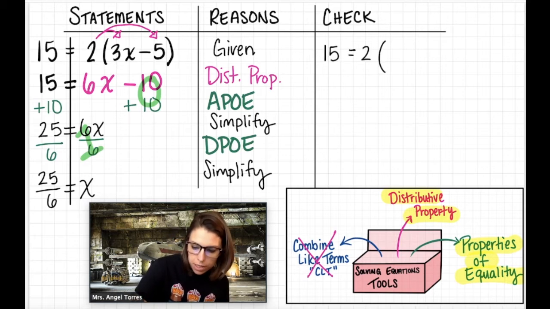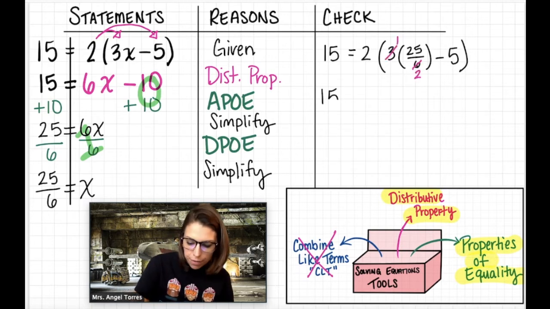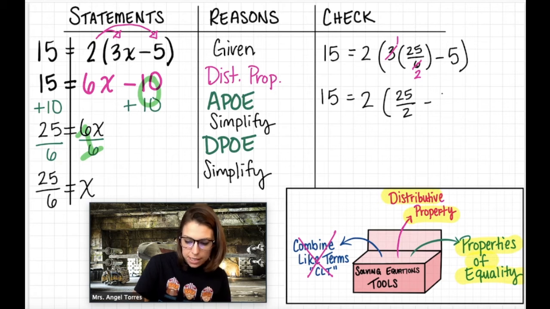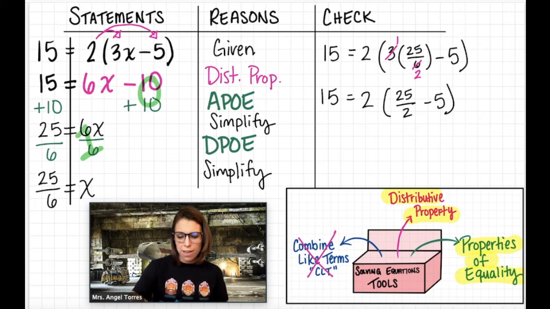15 equals 2 times 3 times 25/6 minus 5. Okay, now I notice here that 3 and 6 can be reduced down to 1 and 2. So I'm going to go ahead and rewrite this now. Now I have 15 equals 2 times 25 halves minus 5. And I know that we're supposed to do parentheses first, but I don't really want to subtract 25 halves minus 5. So I'm going to simplify this using the distributive property.